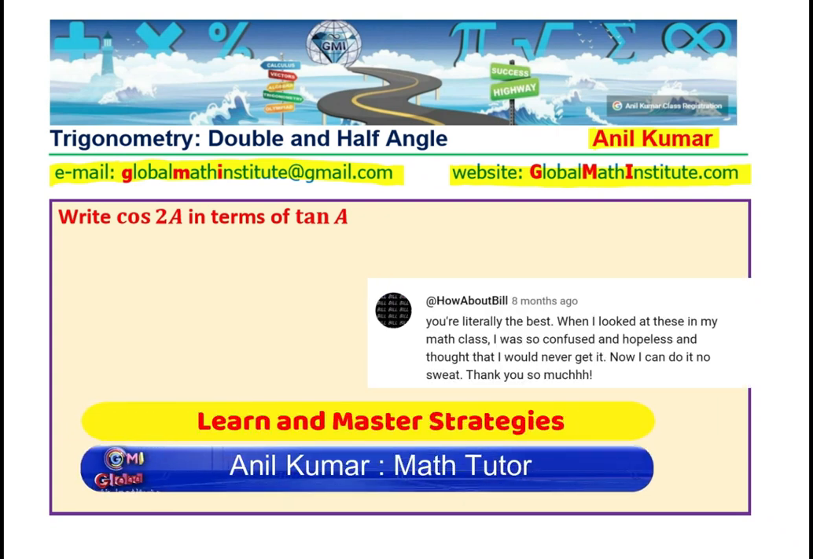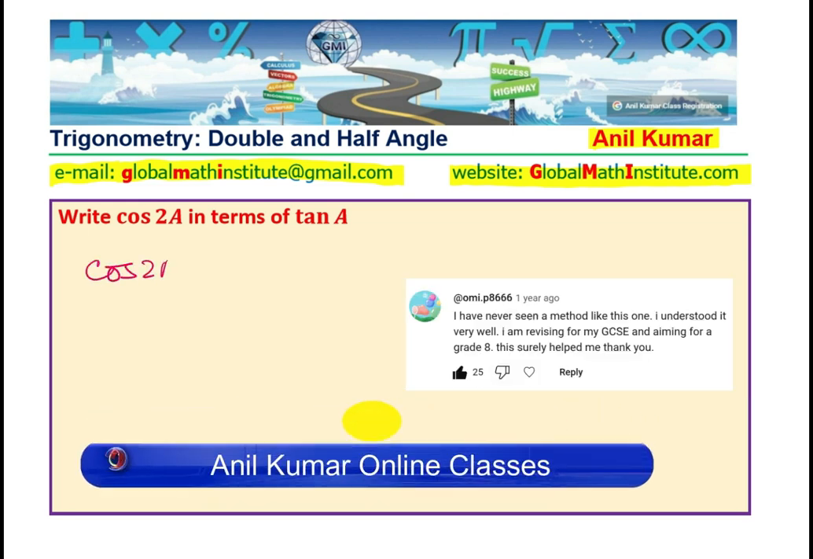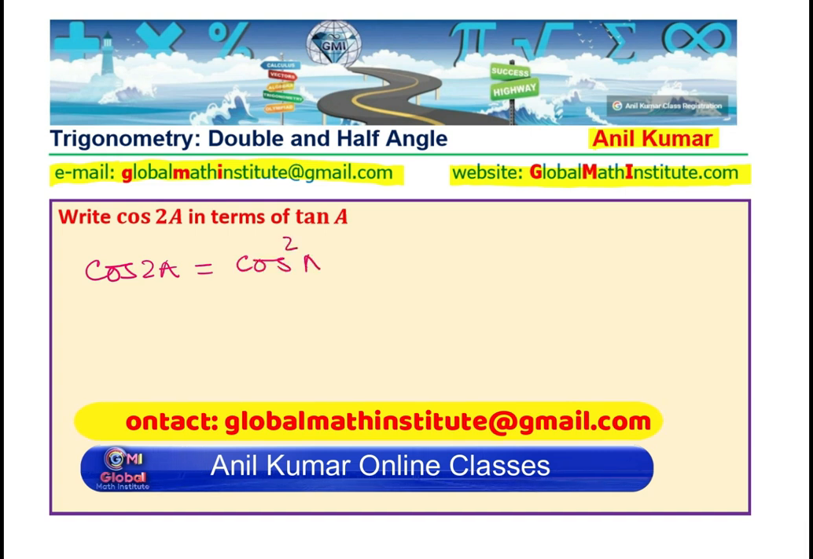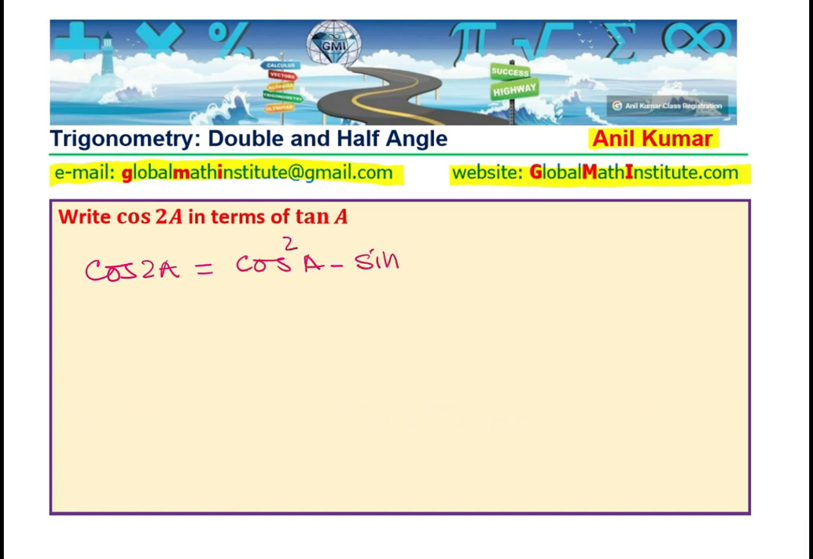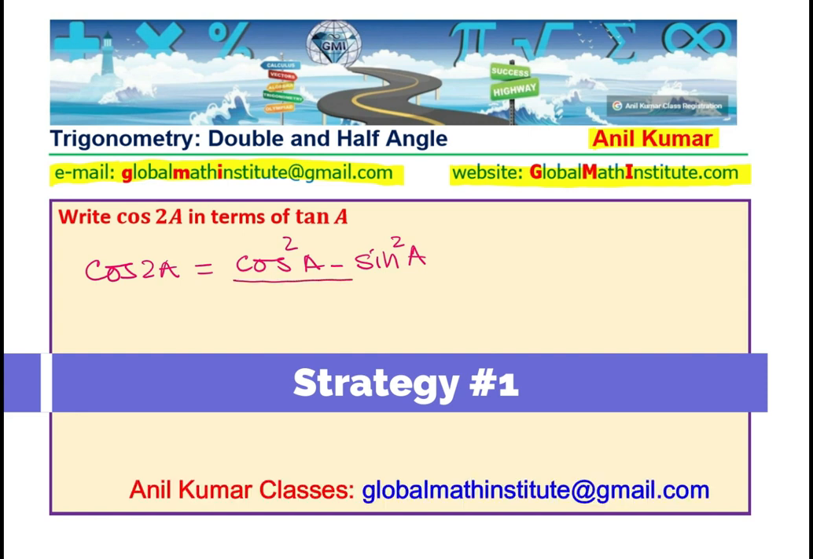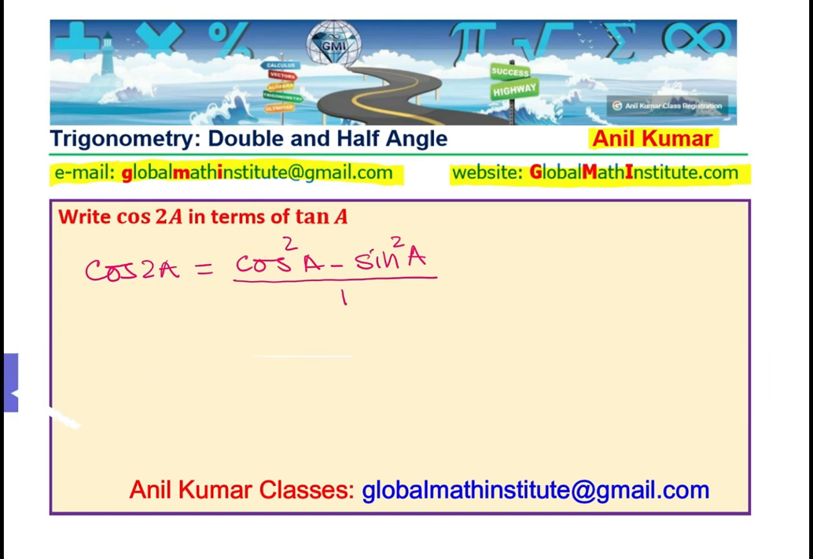Now, let's look into the solution. So, most of you know what is cos 2a. Cos 2a can be written as cos square a minus sin square a. The idea is to write in terms of tan, which you know is sine over cos. So we can always write anything over 1, right? It is still the same thing. That is the basic concept.